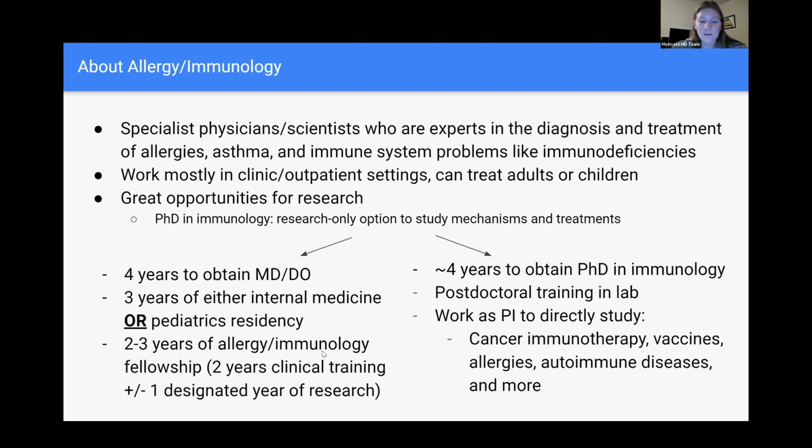If you don't want to practice clinical medicine but are still really interested in immunology, it is a super cool field, and it intersects with a lot of different specialties in medicine, particularly cancer and oncology, vaccine research, autoimmune diseases, and rheumatology. So if you want to focus on research and not work with patients directly, you could do a PhD in immunology, which would probably take around 4 years, do some postdoctoral training in a lab, and then work as a PI to study these things directly. So those are a couple of different pathways to immunology.